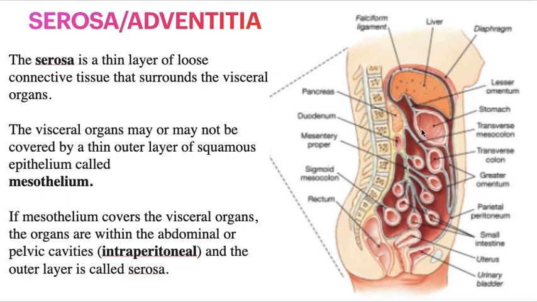There are some organs which are retroperitoneal. If this is the peritoneal lining, retro means behind. So here, like the pancreas and the duodenum, they have one layer of peritoneum lying anterior to them, and posteriorly they are attached to the body wall. So they are retroperitoneal. And the third category of organs are the subperitoneal organs.